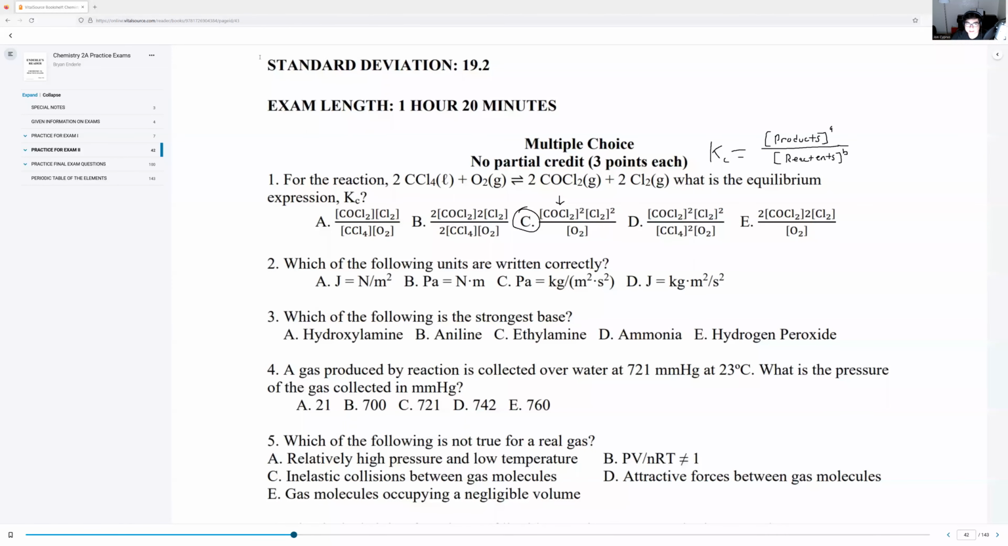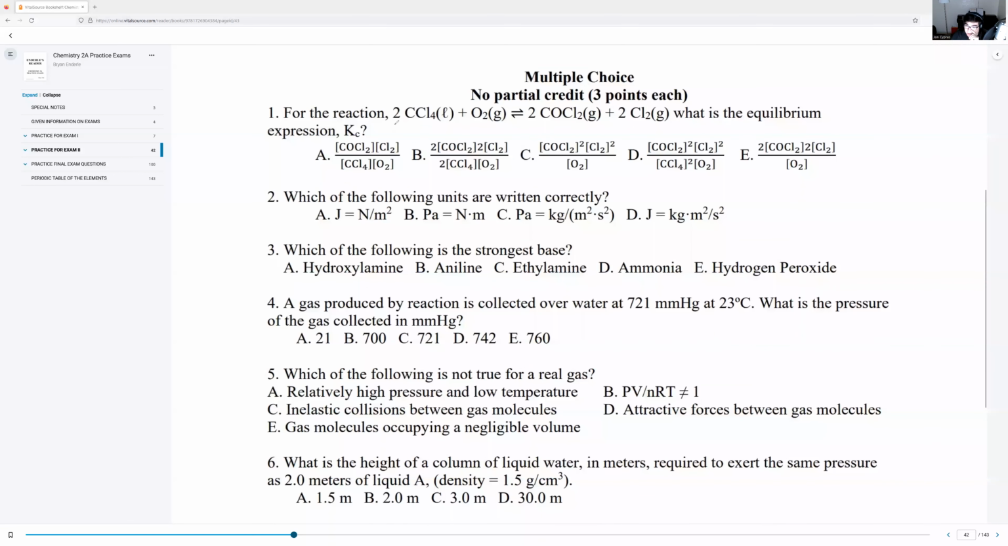All right, next, two, it says, which of the following units are written correctly? So joules is not in newtons per meter squared. Joules is equal to newtons times meters. This comes from the work formula of force times displacement, where displacement is in meters. So joules are in newtons times meters. Pascals are in newtons over meters squared.